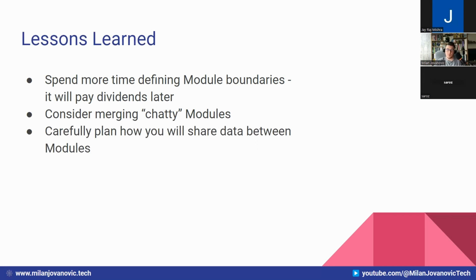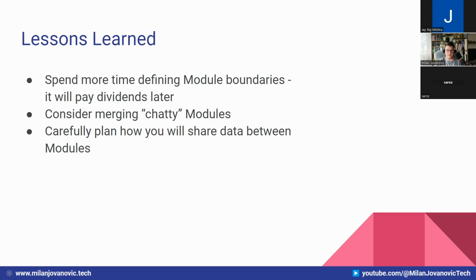Now, another pain point is how you are going to share data between modules. If you allow your modules to call each other to fetch the data that is missing, you run the risk of ending up with chatty modules. So a better approach would probably be to somehow share this data once and then be able to reuse it consistently. So two approaches, two solutions to this problem.